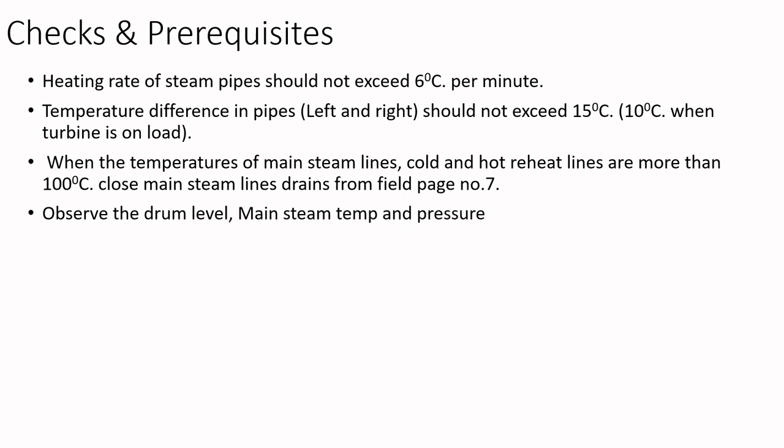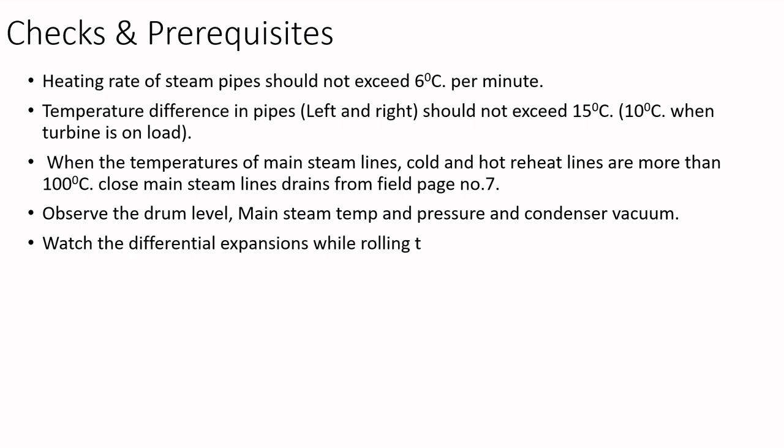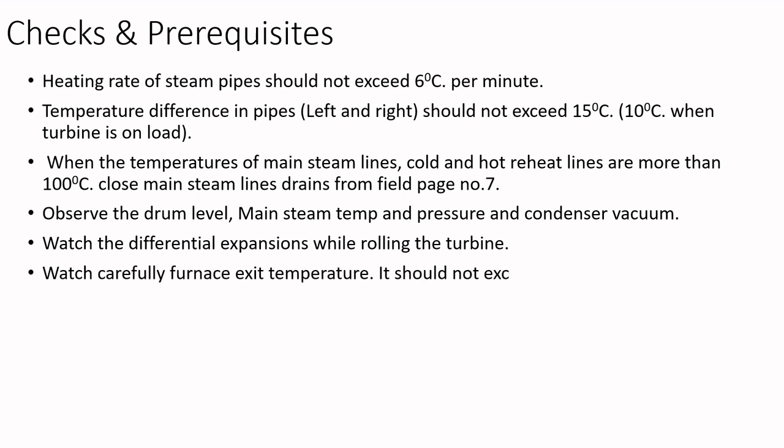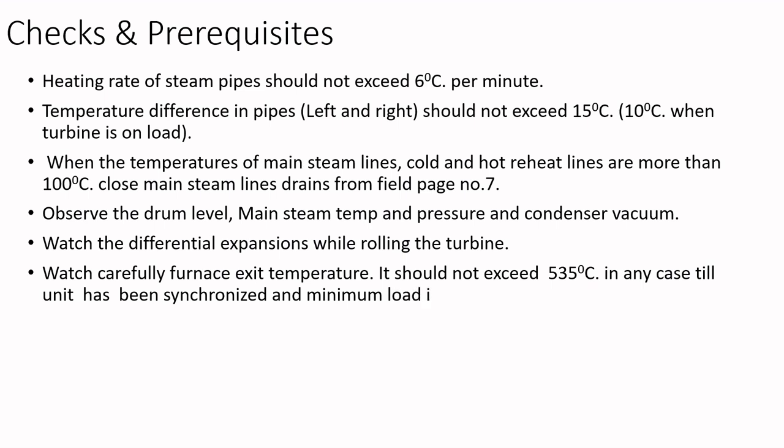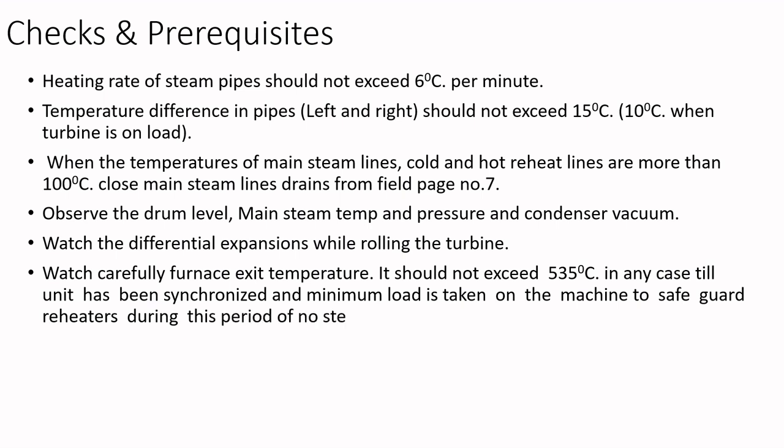Observe the drum level, main steam temperature and pressure and the condenser vacuum. Now watch the differential expansions while we are rolling the turbine. Watch carefully the furnace exit temperature. It should not exceed 535 degrees centigrade in any case till the unit has been synchronized and minimum load is taken on the machine, to safeguard the reheaters during this period of no steam flow through the reheater.